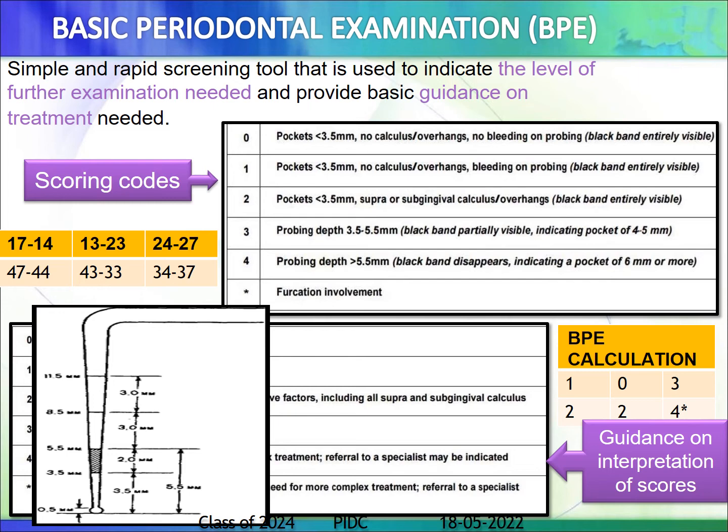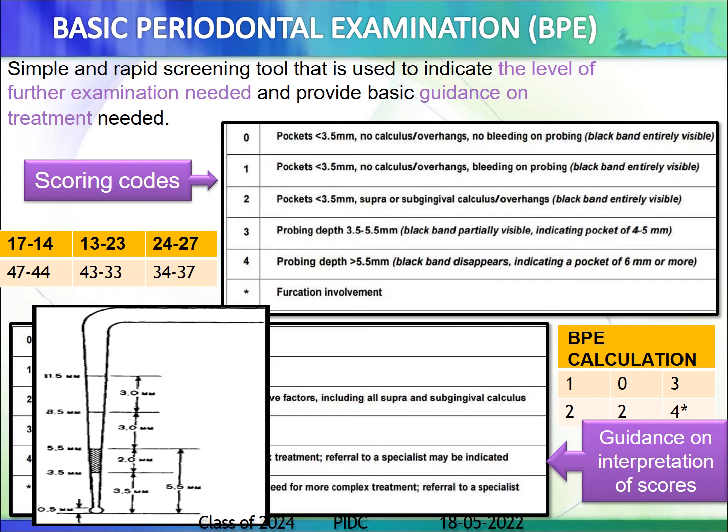So after analyzing, supposing with the probe you are analyzing the area tooth number 17 to 14, and if you find that there are no pockets, no pockets less than 3.5 mm, no calculus or overhangings, and no bleeding on probing present, then it falls under category 0. If there are pockets less than 3.5 mm, no calculus or overhangings, but bleeding on probing is present, then your scoring code for that sextant is 1. Pockets less than 3.5 mm, with supra and subgingival calculus and overhangs present, your scoring criteria is 2.